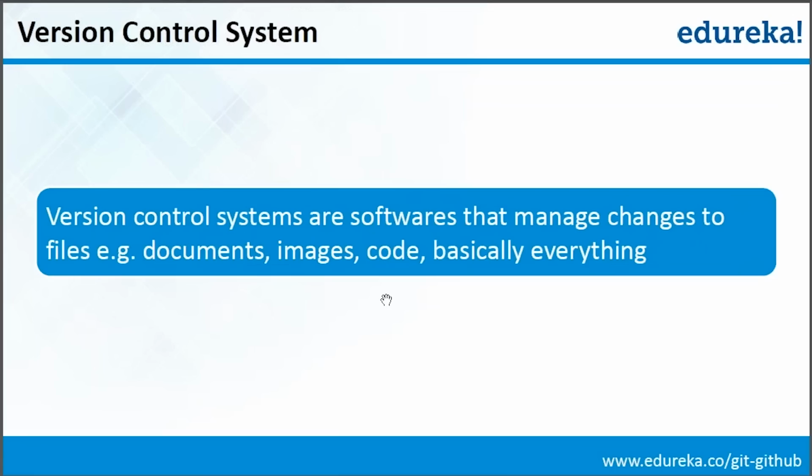A version control system is basically a software that manages changes to a file. And this file can be anything. It can be a document, it can be your vacation snaps, it can be the code which you write. It can be practically anything which is stored on the computer, as simple as that.